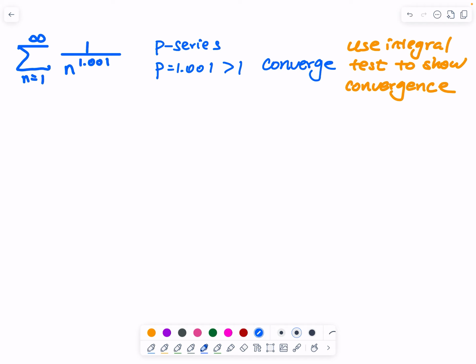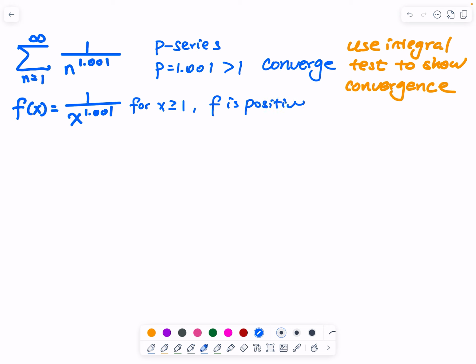First of all, you identify the function. The function is f of x equals 1 over x to the 1.001 power. Okay, and then you need to show three things. You need to show that for x greater than or equal to 1, the function is positive. How do you know that the function is positive? Because the base is positive, greater than or equal to 1. Positive raised to a power is positive. 1 divided by that positive denominator is positive.